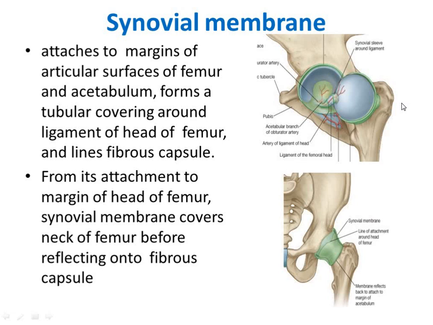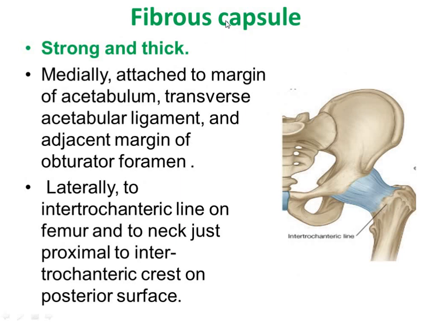External to the synovial membrane lies the capsule of the hip joint, fibrous capsule of the hip joint. It's very strong and thick. Obviously, all the time human beings are standing, walking, running. So, the weight, the fibrous covering of the hip joint requires to be very strong and thick to provide stability and support to the joint. This is the fibrous capsule. Medially, it attaches all around the margin of the scapula.